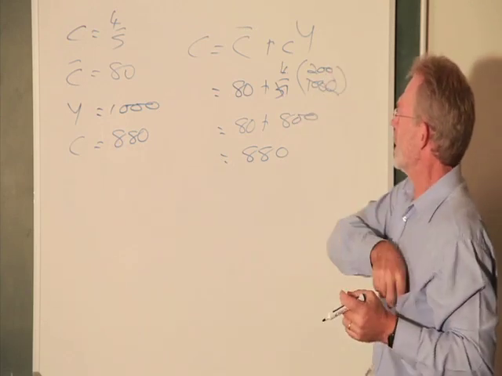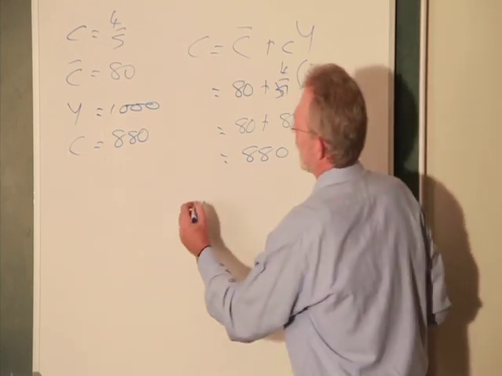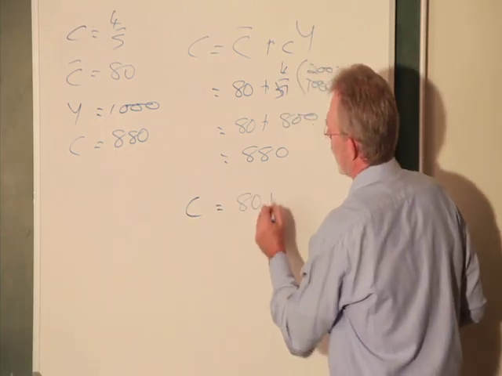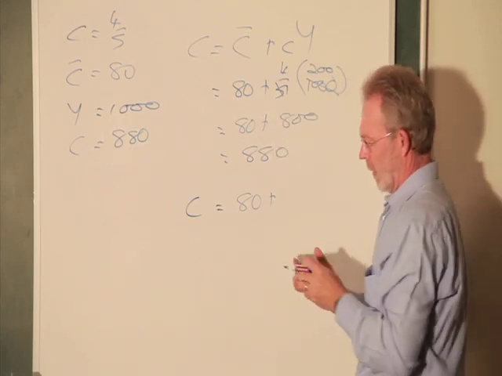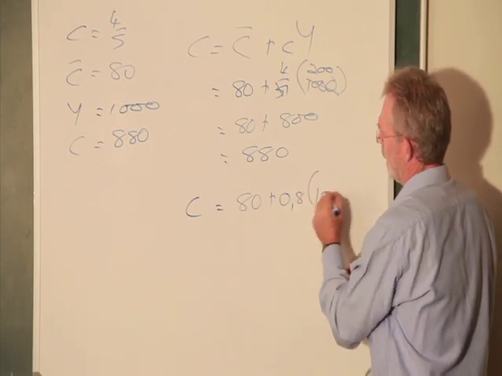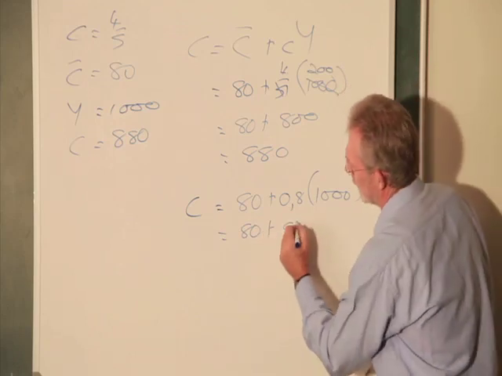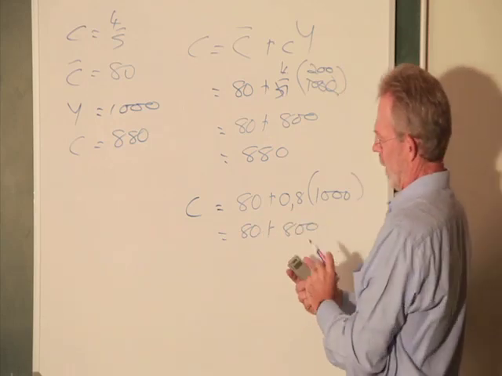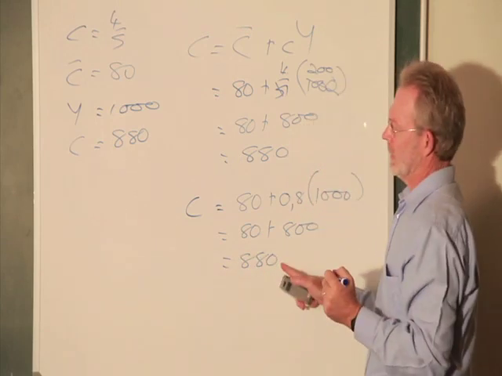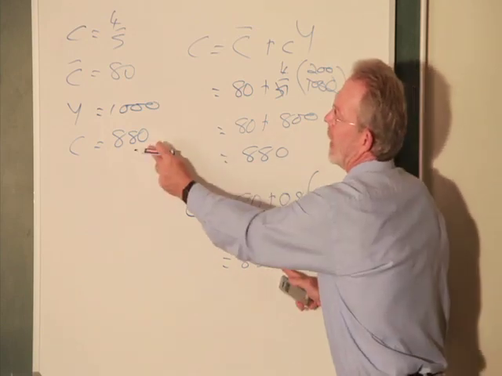Instead of using rational fractions, you could have used your calculator. Same method. First step, substitute the given information into the formula. 80 plus 4 over 5, if I look at my calculator, that is 0.8 times 1,000. So it's 80 plus 0.8 times 1,000, which is 800. And if you want to, you can even add these two numbers together, and that should give you 880. Again, regardless of which method you use, you get the same answer, and the statement is true.